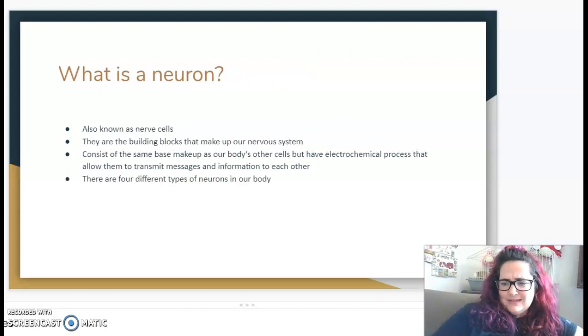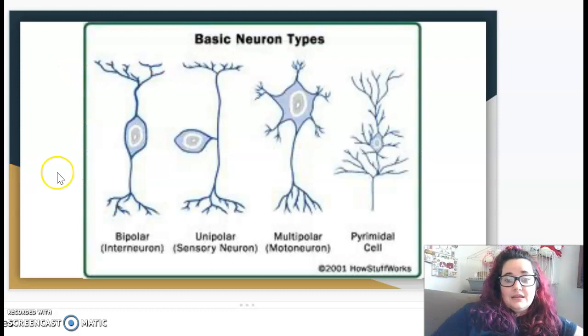But what is a neuron? A neuron, also known as a nerve cell, is a building block that makes up our nervous system. They consist of the same base makeup as our body's other cells, but there is something different. They have an electrochemical process that allows them to transmit messages and information to each other. And there are four different types of neurons in our body, which are the bipolar interneuron, the unipolar sensory neuron, the multipolar motoneuron, and the pyramidal cell.